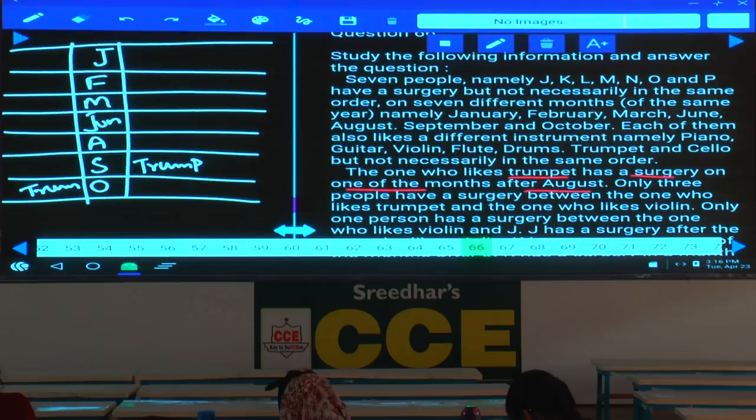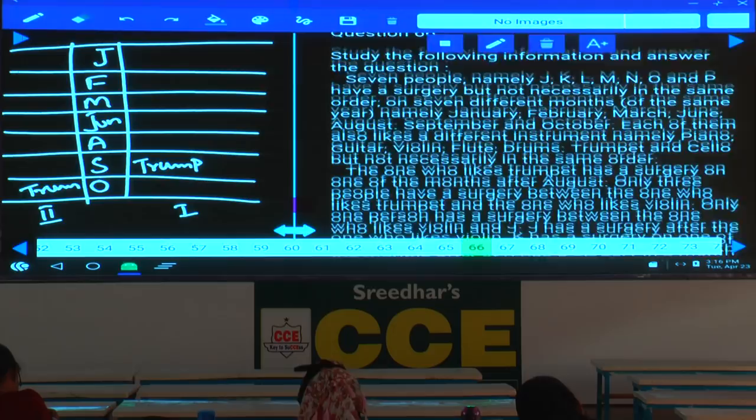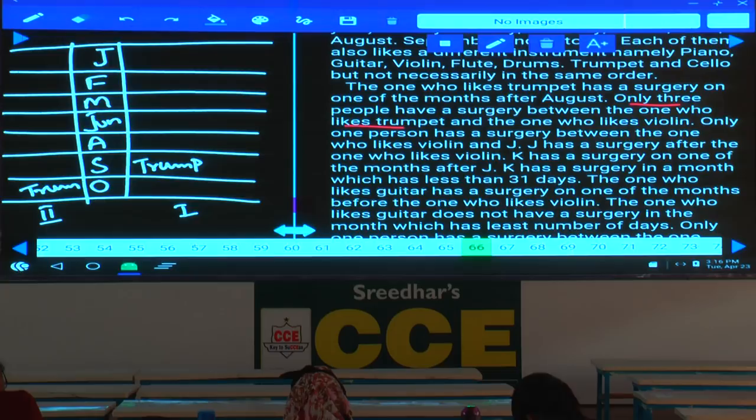Then, only three people have a surgery between the one who likes trumpet and the one who likes violin. Now, between trumpet and violin, tell me how many persons are there? There are exactly three persons. Three persons between trumpet and violin. Now, in this case, one, two, three, and the one who likes violin must be here. And in the next case, one, two, three, and the one who likes violin must be here. Isn't it? Hence, there are two different cases in this one as well.